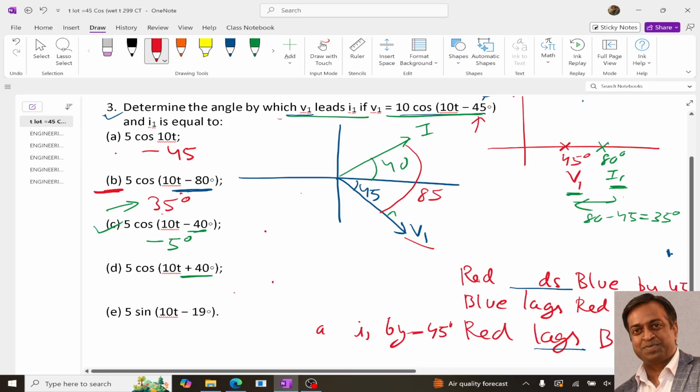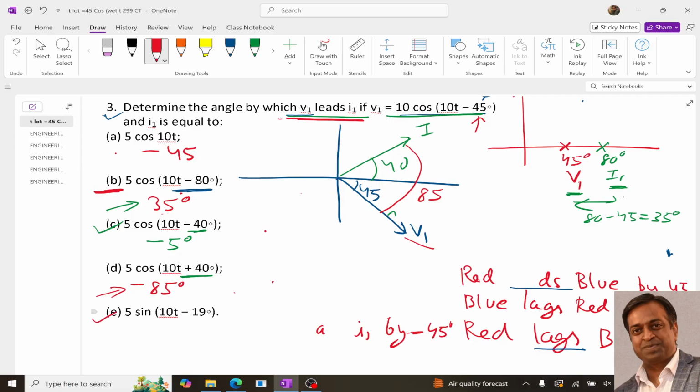right? And current is leading, but in actual we want to answer in this form. V1 leads I1 by what angle? By minus 85 degrees, because in actual V1 is not leading, I1 is leading, so the angle will be minus 85.